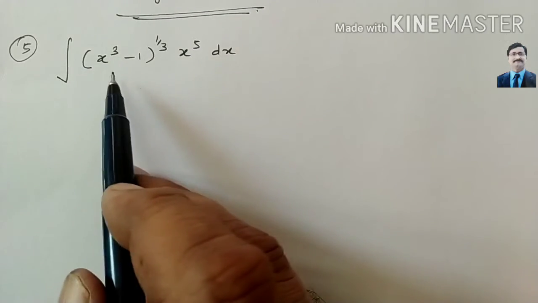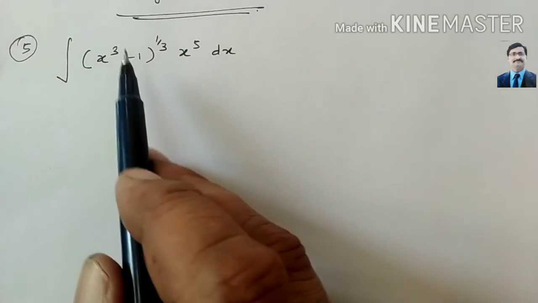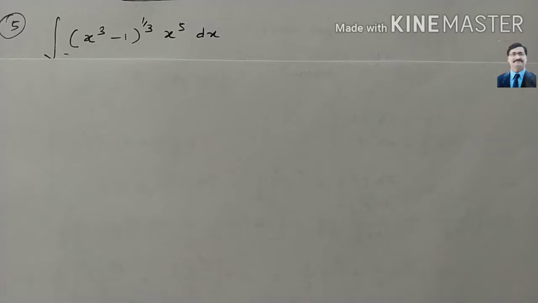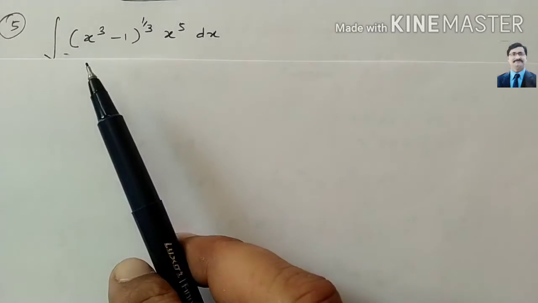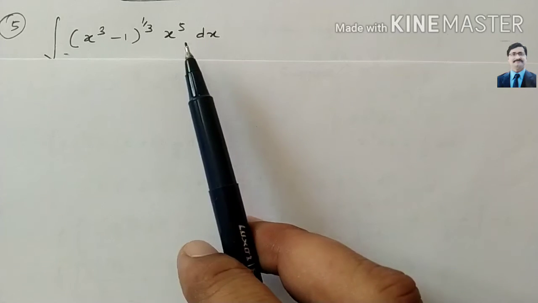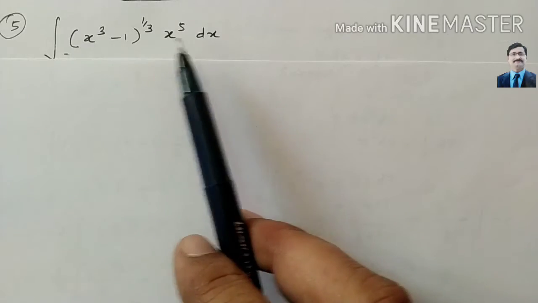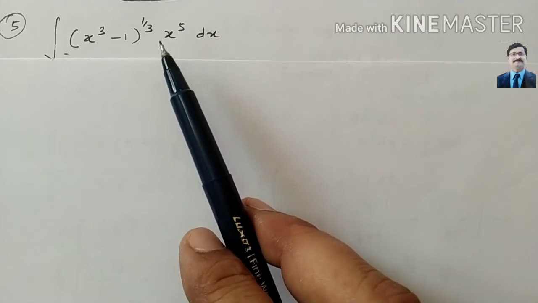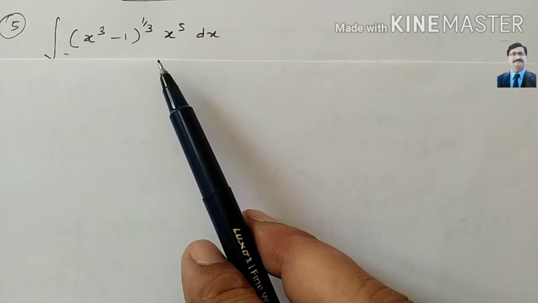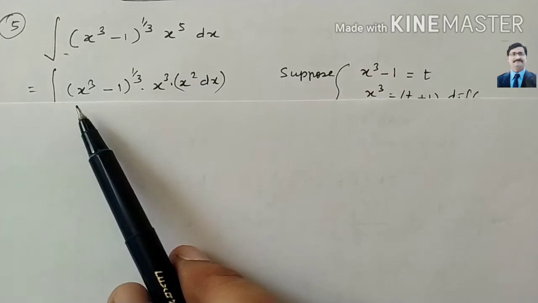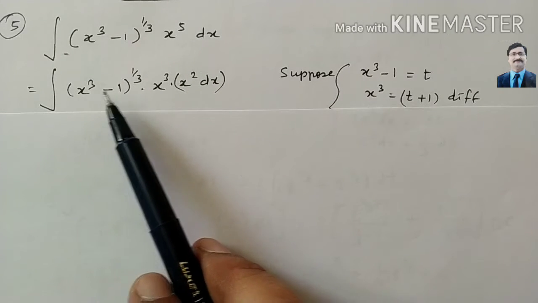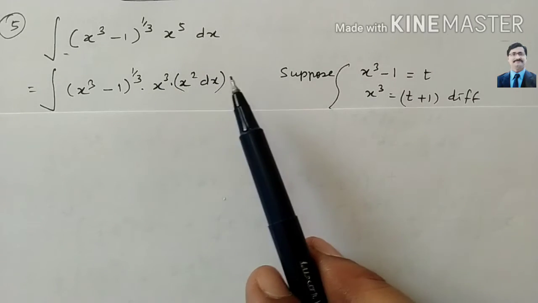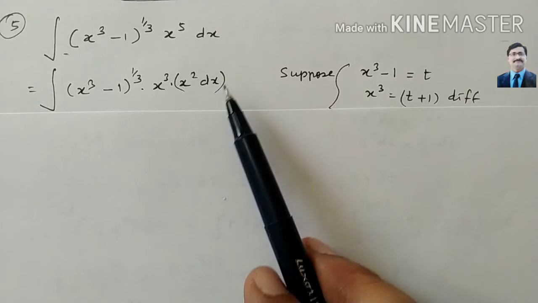In this question we have to find the integral of x cube minus 1 whole power 1 upon 3, x power 5 dx. Look here, we can see this is x cube, and here also we will have an x cube. So we will separate this x power 5 into x power 3 and x power 2. So we can write the integral of x cube minus 1 power 1 upon 3, x power 3 and x power 2 dx, with x power 2 and dx in a bracket.